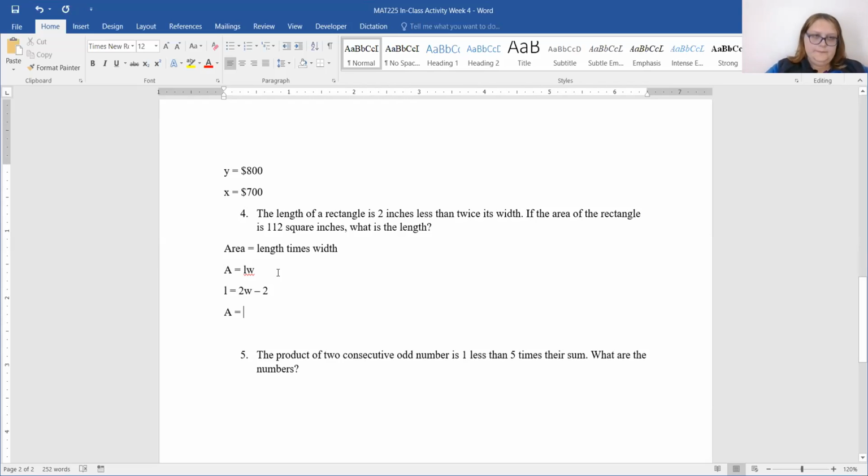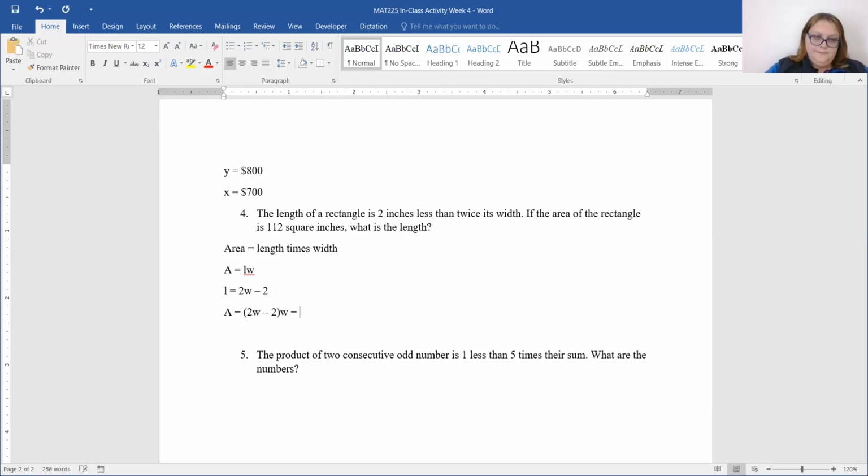Mm-hmm. 2W squared, and what else? Minus 2W. Right. So you got that by multiplying 2W minus 2 times W. Right? Mm-hmm. Can you explain that to me?